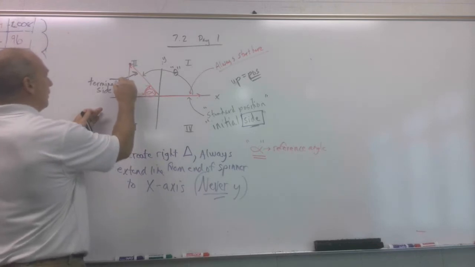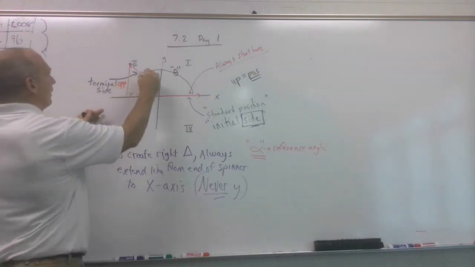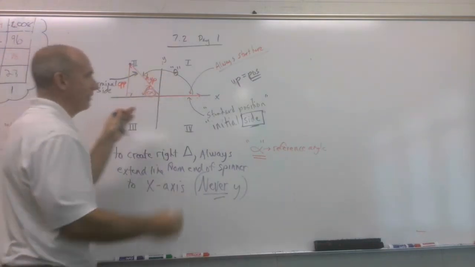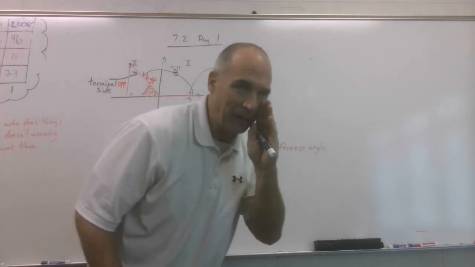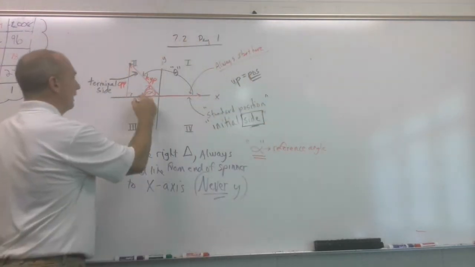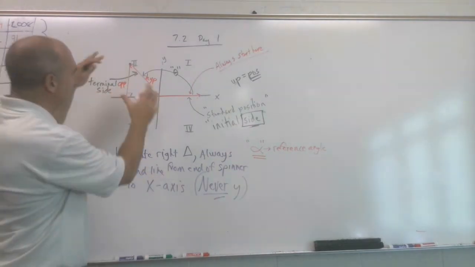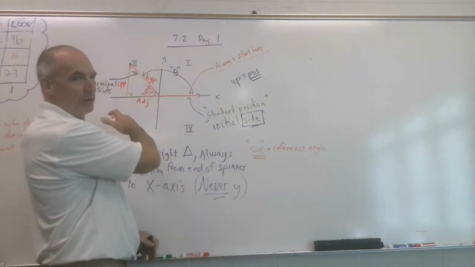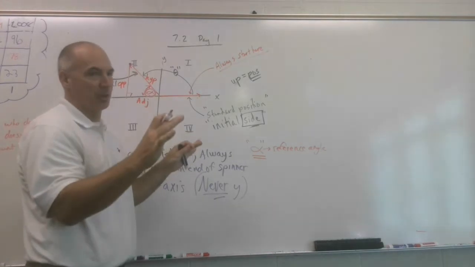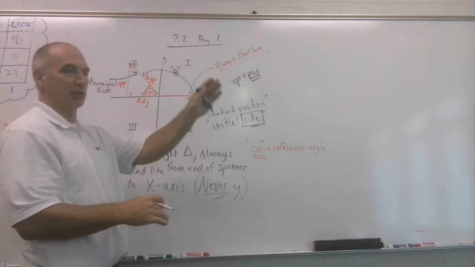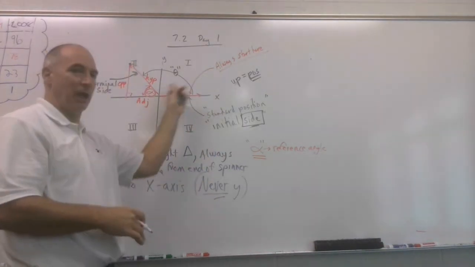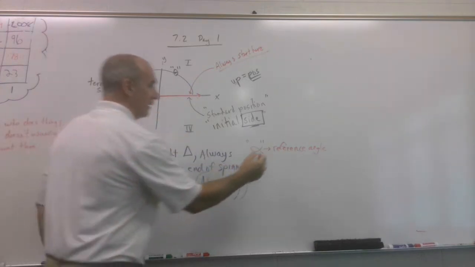So that would make this my opposite side. This is my hypotenuse. By the way, the spinner is always the hypotenuse. And that would make this my adjacent side. So you've got trigonometry. Every time you spin a spinner, it's got an infinite number of possibilities as that spinner goes around the four quadrants. With that being said, here's a rule.